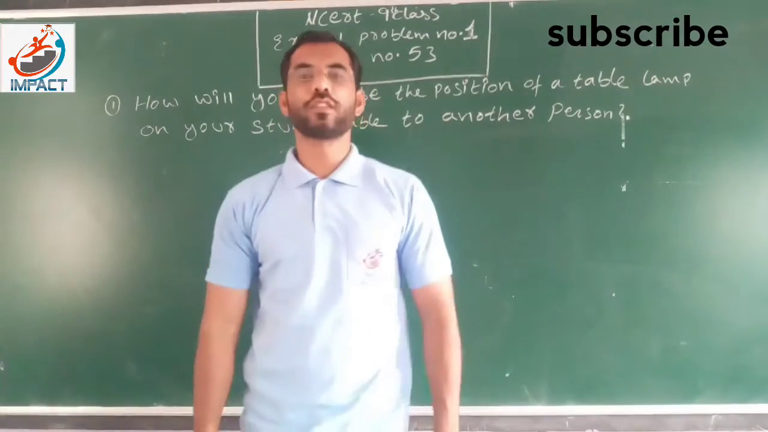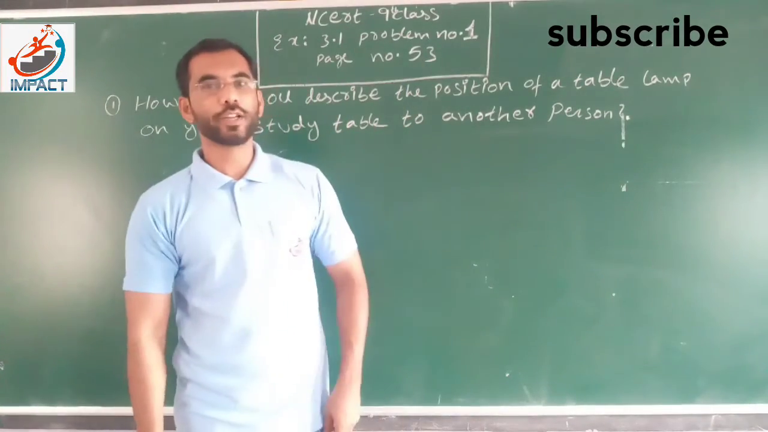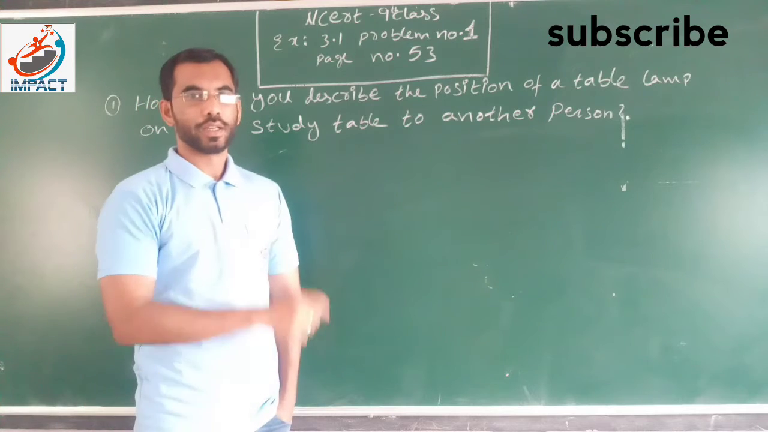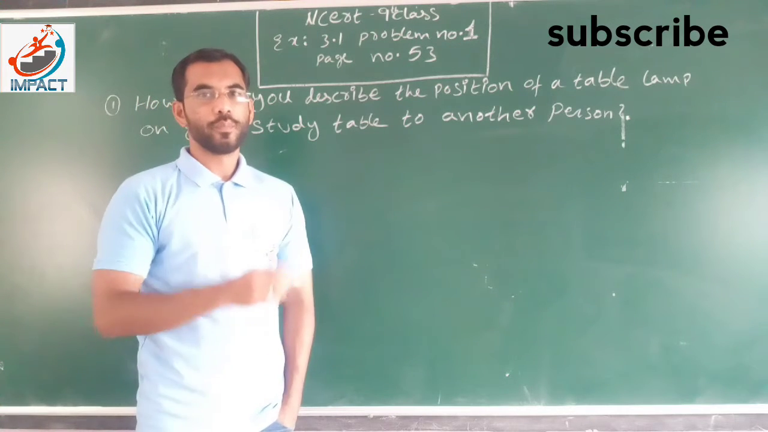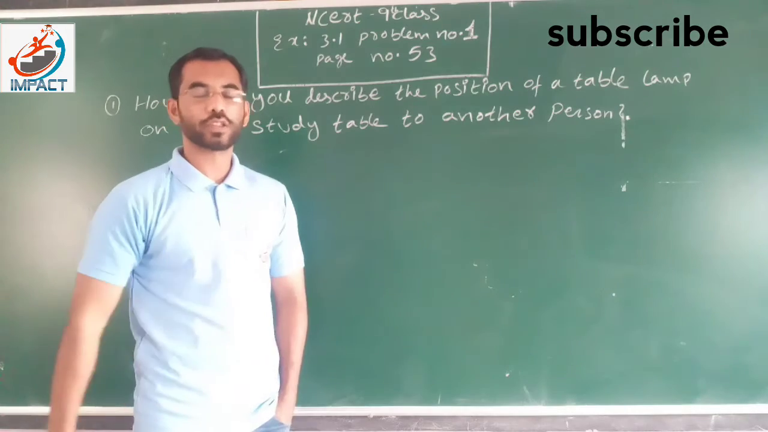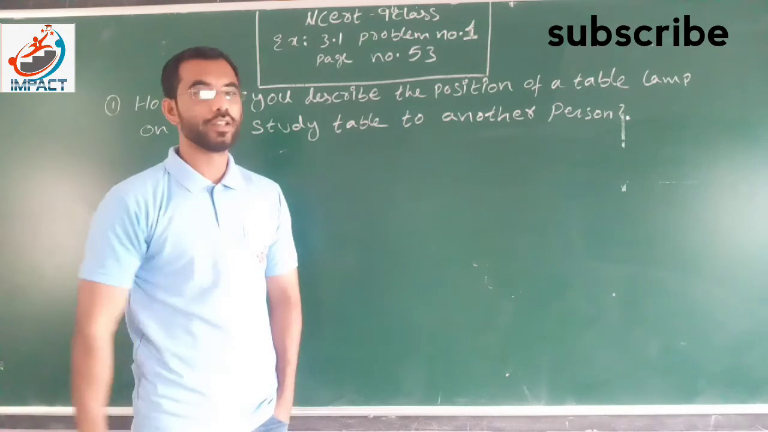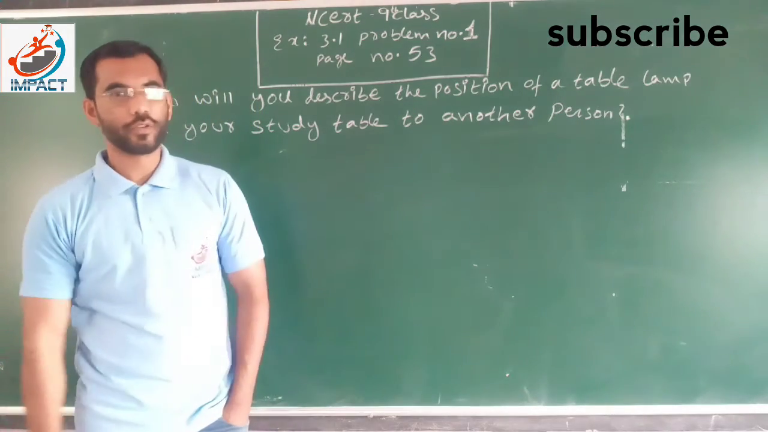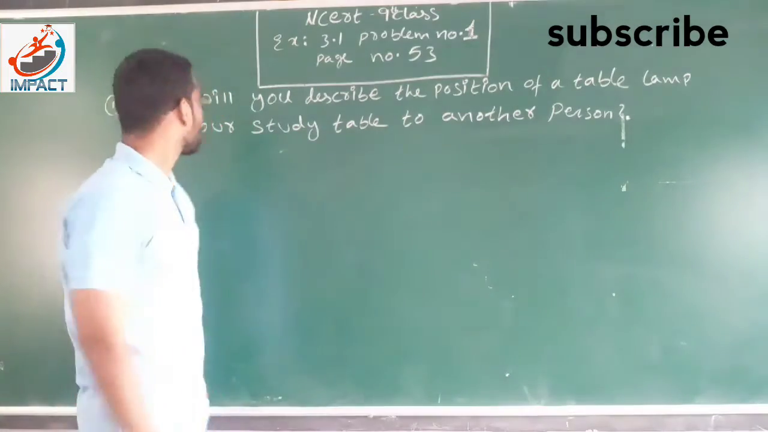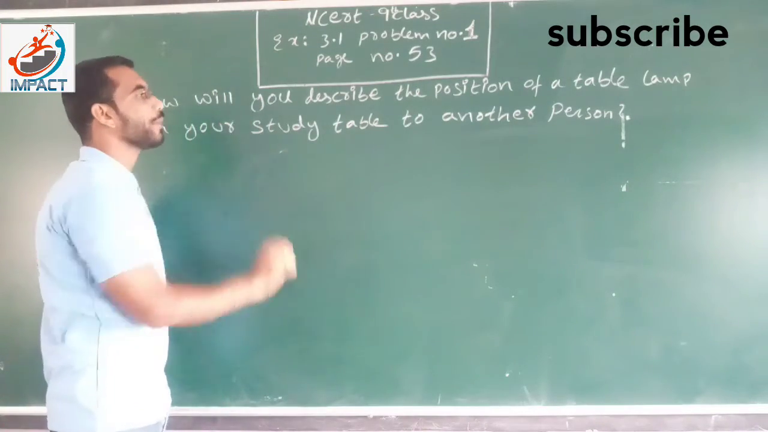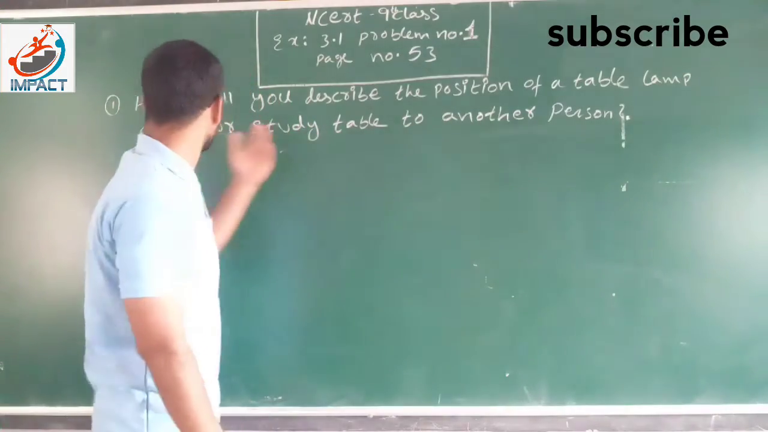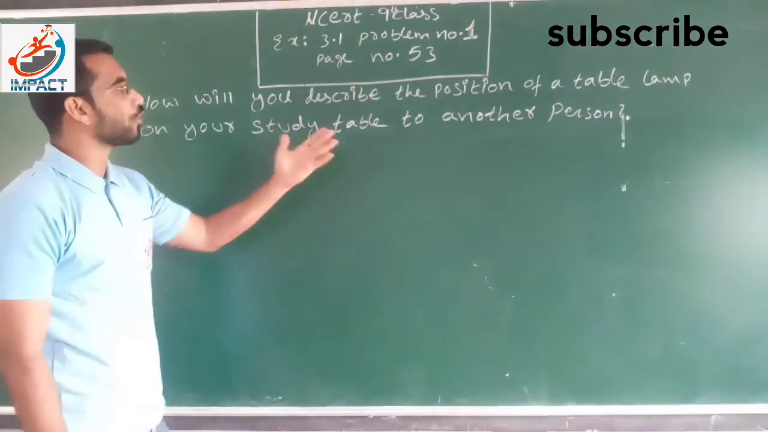Hello my dear students, today I am going to explain to you NCERT 9th class problem number 1 of exercise 3.1, which is on page number 53. The question is asking how will you describe the position of a table lamp on your study table to another person.